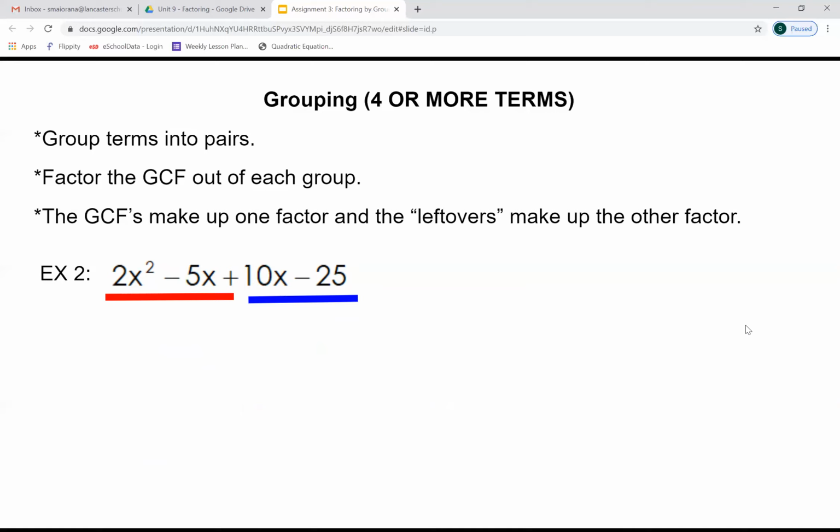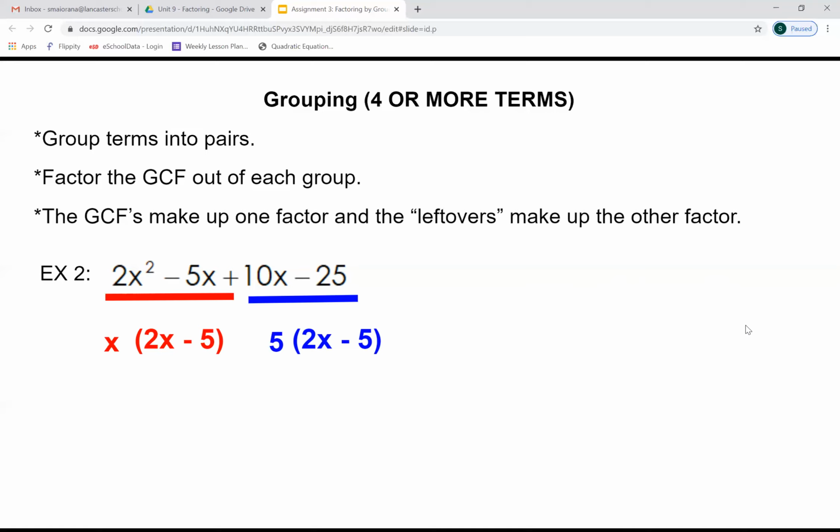So looking at the GCF of the red group, 2 and 5 don't have any common divisors, but I do have an x in common that I can take out. So when I divide out that GCF of x from both terms, I'm left with 2x minus 5. Taking a look at the blue group, 10x minus 25, the biggest number I can take out is a 5, and they don't have any x's in common, so 5 by itself is my GCF. So when I divide that out of both terms, I'm left with 2x minus 5, which makes sense because remember, my leftovers for each group are supposed to match.